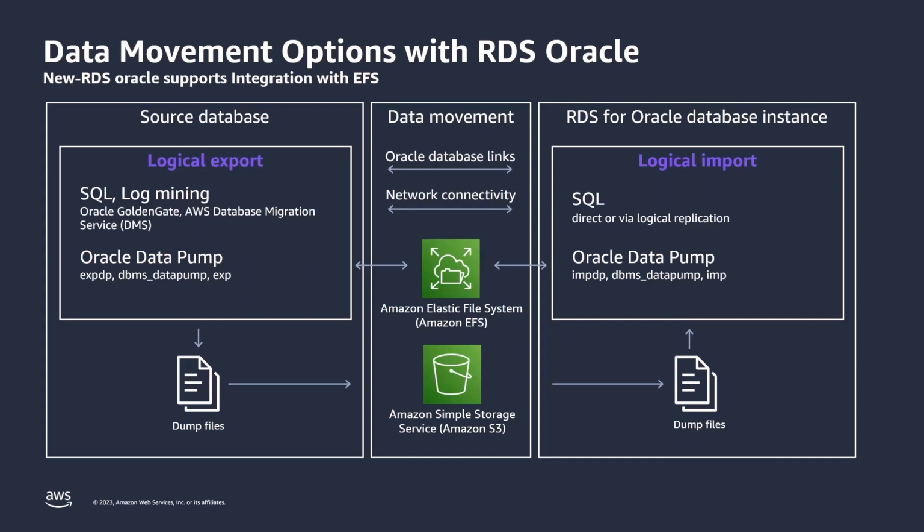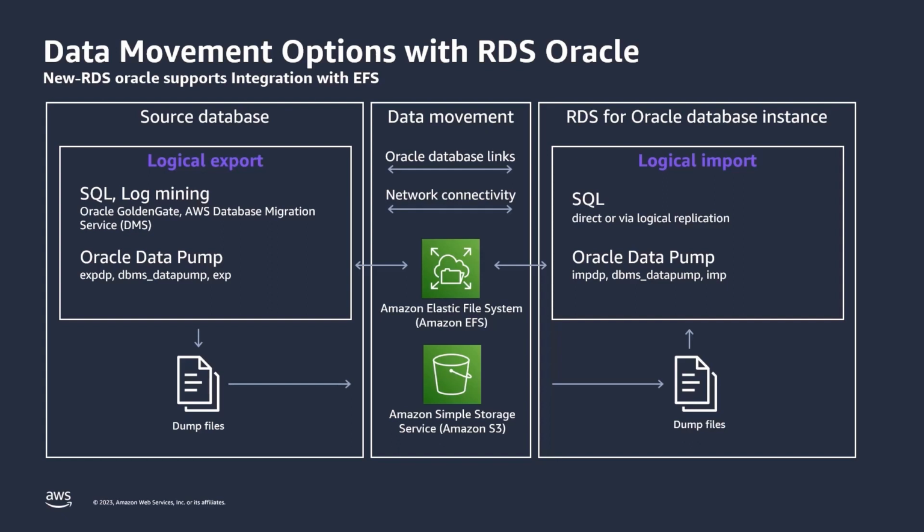We typically use data pump with the S3 integration option, and the steps involved with this approach are: initially, we take an export backup of the source database using data pump. The backup dump file is then copied to an S3 bucket. The next step involves downloading the backup dump file from the S3 bucket to the RDS Oracle instance where we intend to import the data. And then we finally perform an import.